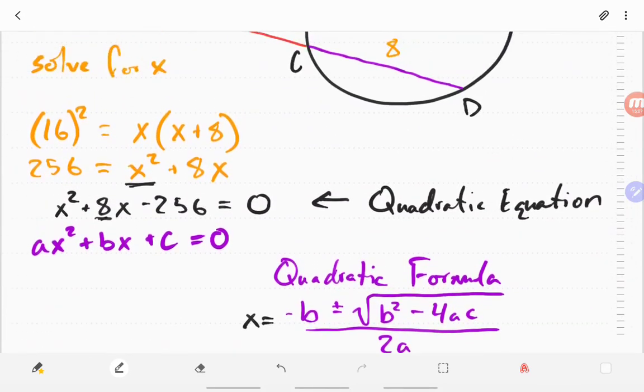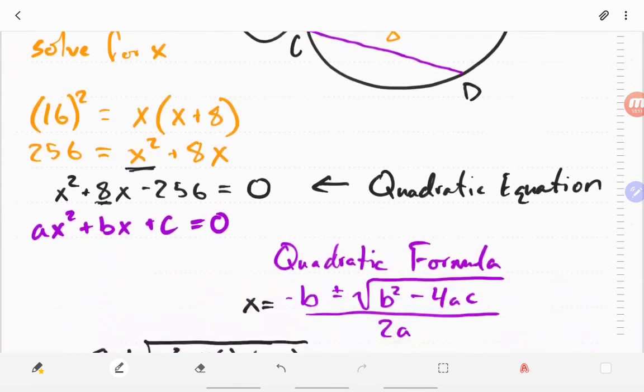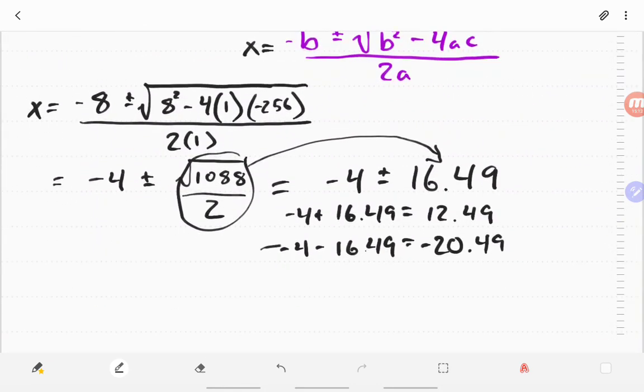Now, here's the thing, though. Can x be a negative value? No, because it represents a distance. So this right here can't be our answer. So we're stuck with 12.49 as our answer for x.